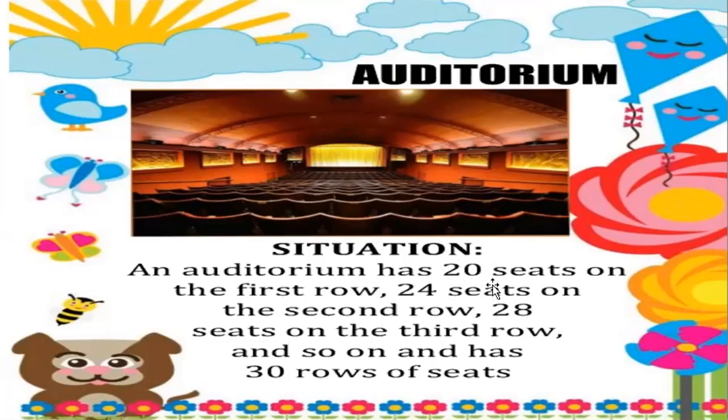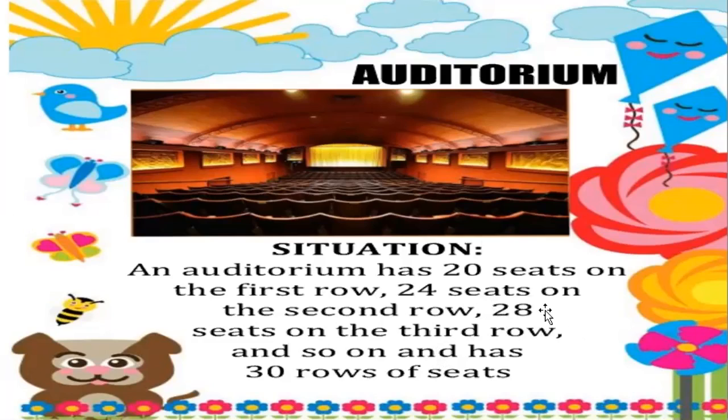As you see, in the first row there are 20 seats. In the second row the seats become 24. So the number of seats increases by 4 seats, and in the third row it becomes 28. So again it increases by 4 seats in the third row, and so on, and it has 30 rows of seats. Like this, there are 30 rows in the auditorium. So can we guess the number of seats in the fourth row?